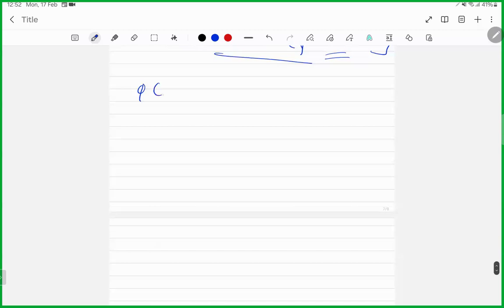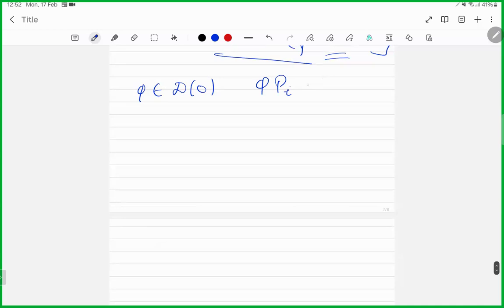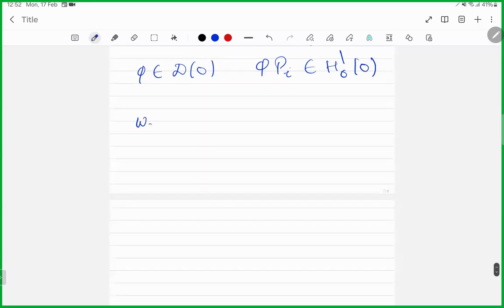So I choose a phi in D of O. I look at phi pi, where pi is the projection x to xi projection operator. Now this is in H1 0 of O, right? So now what I said was you define W epsilon I as T epsilon inverse of T naught phi pi. Okay, I said this, right?